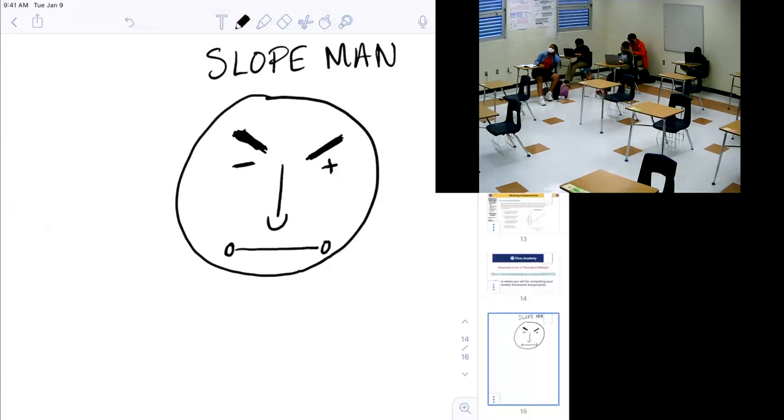Sometimes I like to draw Slope Man on the corner of my notebook because he helps remind me which one is negative, which one is positive, which one is undefined, and which one is zero. So I've got negative, positive, undefined, and zero. I'll give you guys like 30 seconds to just copy Slope Man down on your notebook. He's going to be there to remind you in case you ever forget. Positive, negative, undefined, zero. And I can take this time for any questions you might have.